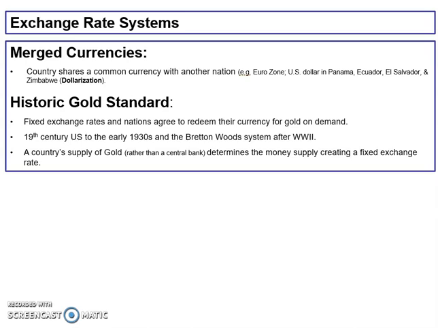Another option is a gold standard. Under a gold standard, countries maintain their respective currencies, but they agree to redeem those currencies for physical gold. This has the effect of creating fixed exchange rates throughout the participating countries.